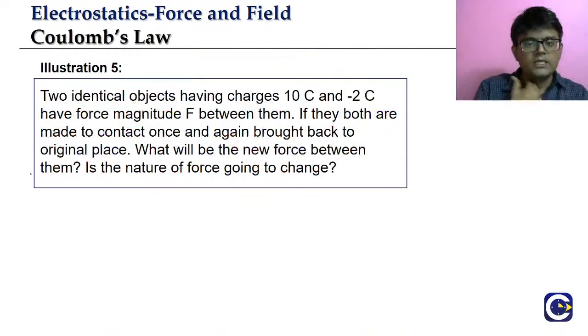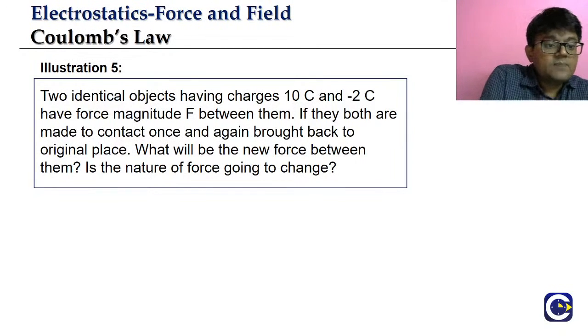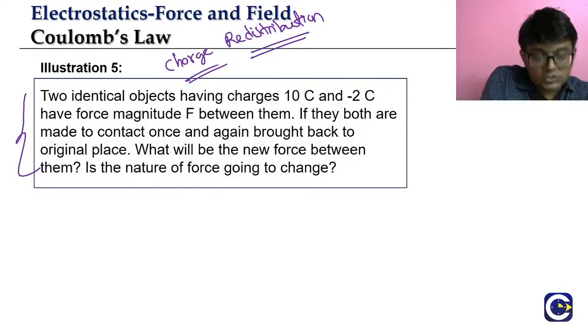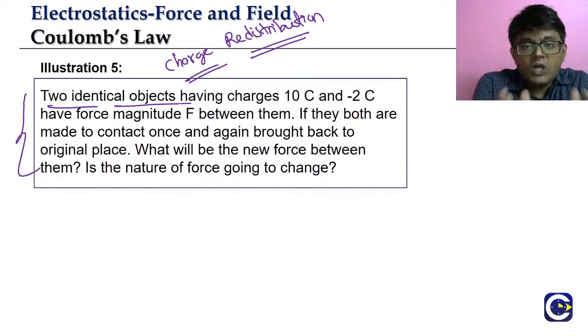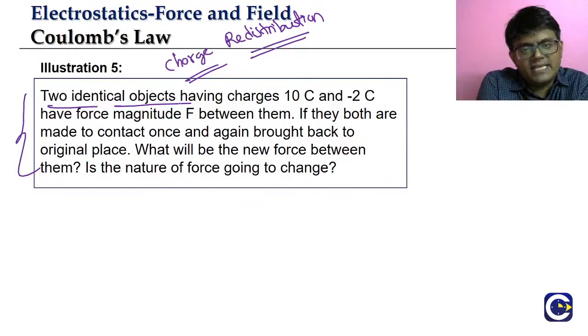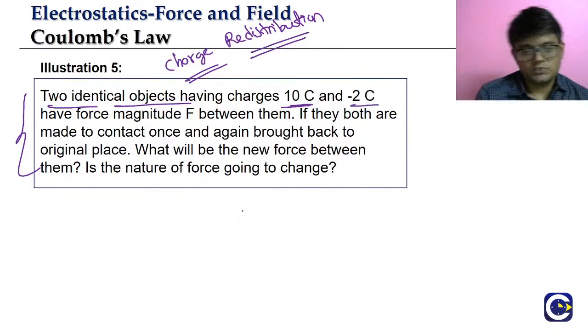Okay, so next, look, this is another interesting question. This is based on the idea of charge redistribution. Two identical objects, if they say identical, we don't know the shape, but they are identical. If they are spheres, they will have the same radius, like that. Two identical objects having charges 10 coulombs and minus 2 coulombs.